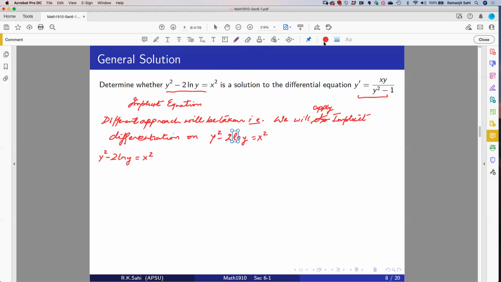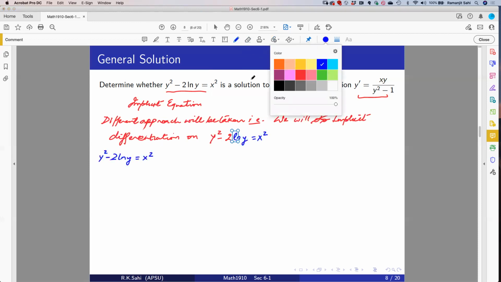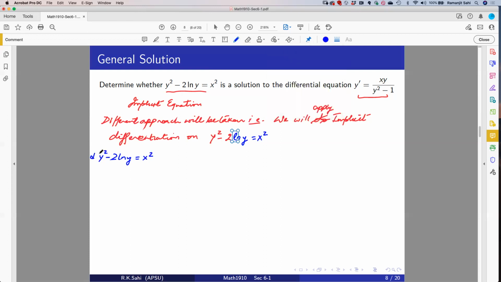What are we going to do? Okay, so it changes everything. So let's just keep it. Let's do that, doesn't matter. We are going to take the differential d/dx on both sides, and I need some more space, so let me redo it here. Equals differential of x squared.